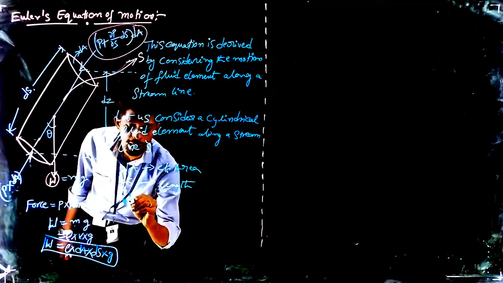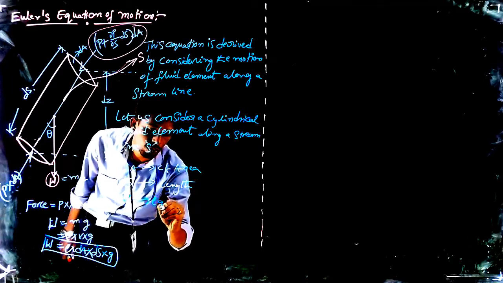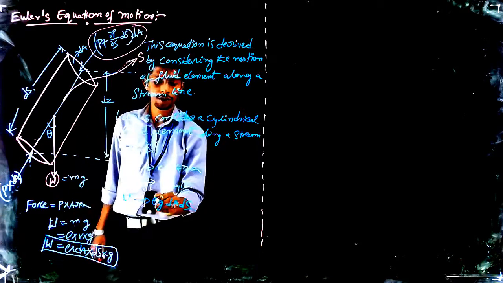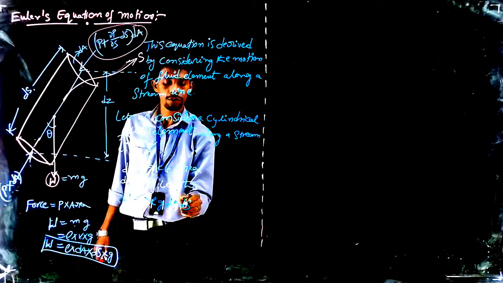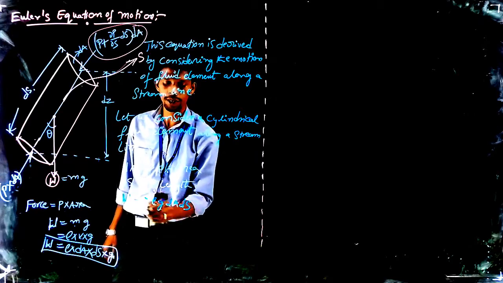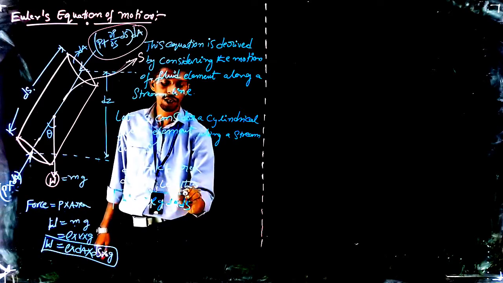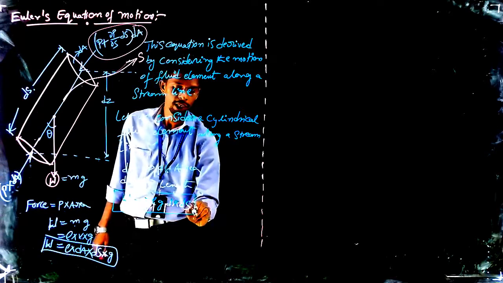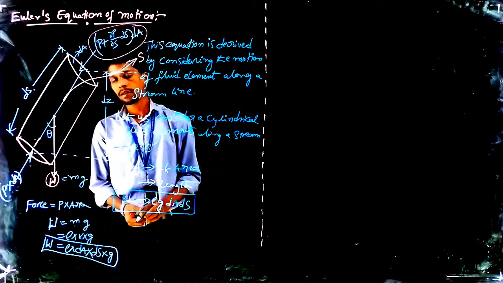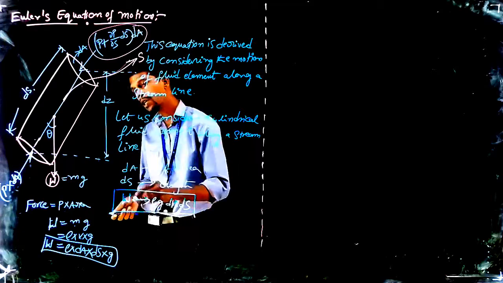So here weight is equal to rho g dA into ds. Here density into volume gives mass, and g is the acceleration due to gravity. So in this way we can get the expression of weight, which is acting downwards. Okay, right? So here is another observation you have to make.